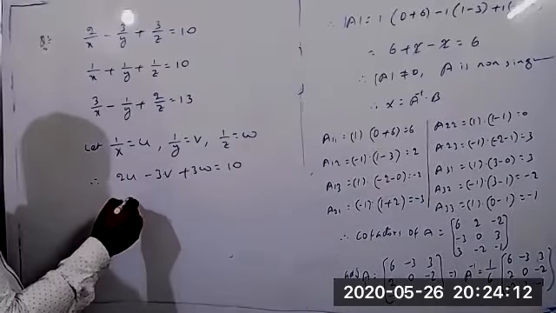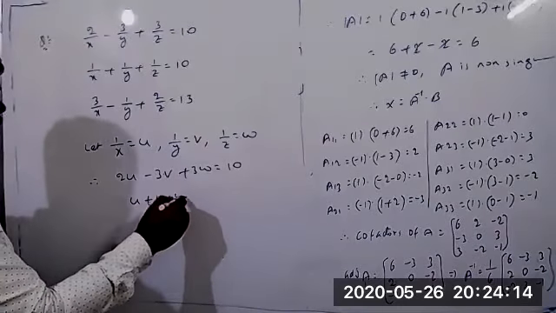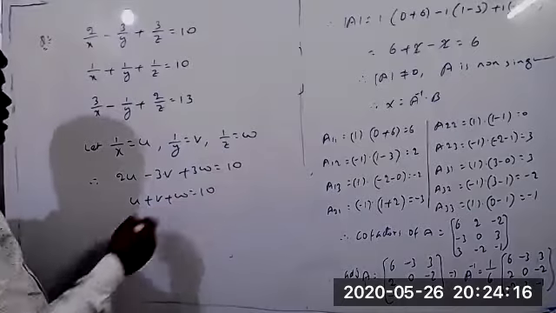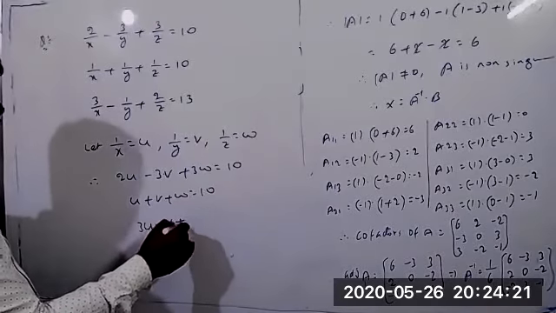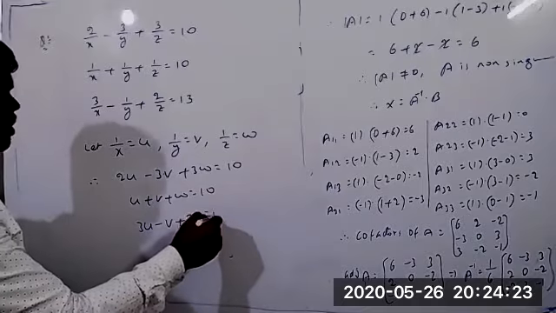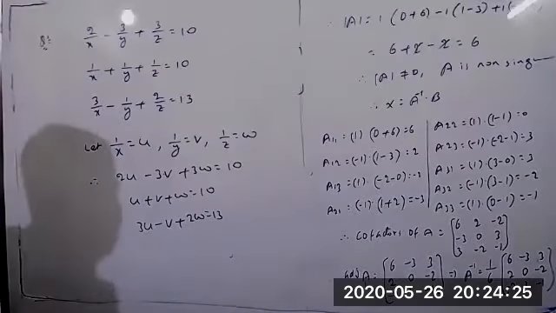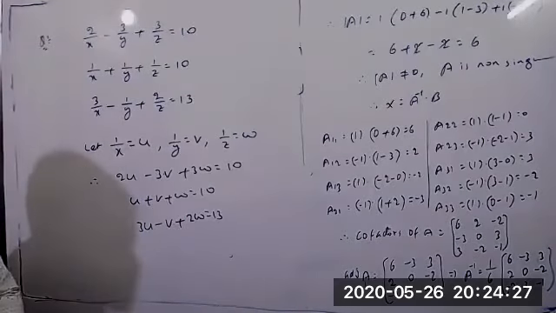Tell me the second equation now. u plus v plus w equal to 10. Next, 3u minus v plus 2w equal to 13. You follow the same procedure.